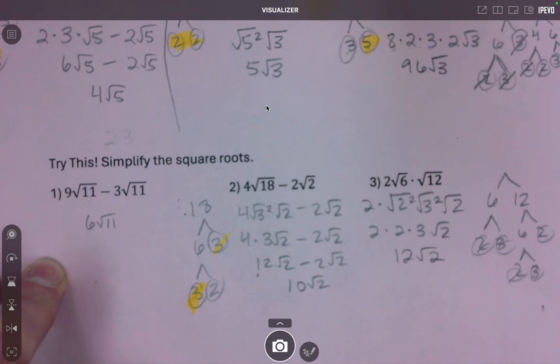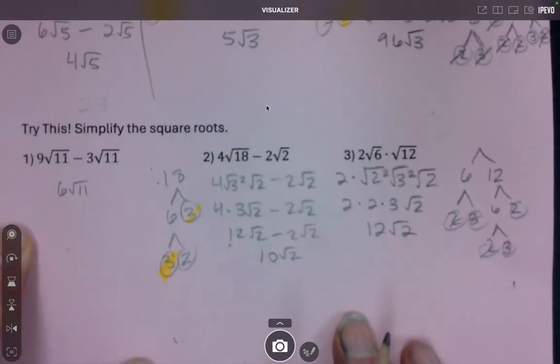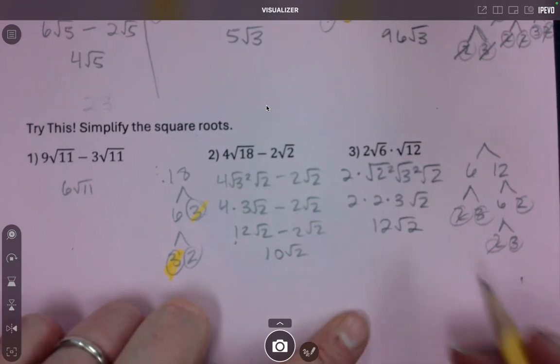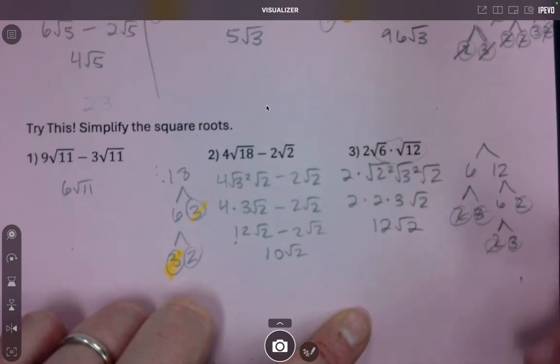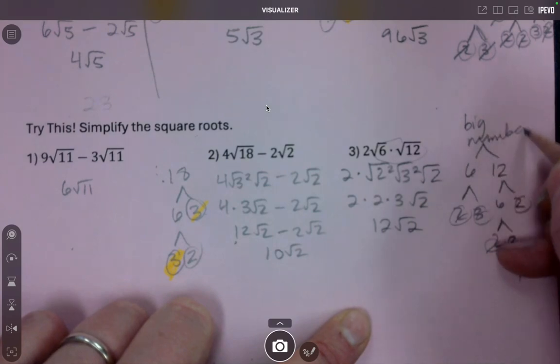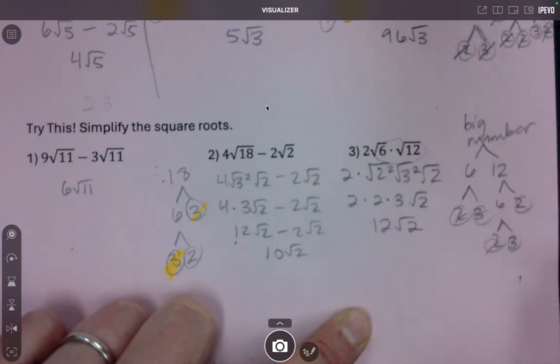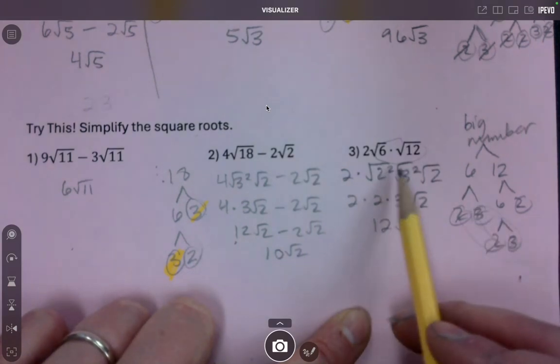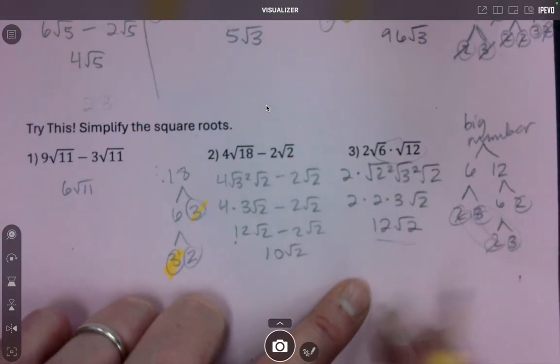Remember, we're not always going to have like radical terms. That's what we're practicing on this page, and so that's what we've given you. On this last one, I had to multiply the 6 and 12 together, so that made some kind of big number. But then I broke it back up into a 6 and a 12, and I kept going from there. I had a pair of 2's and a pair of 3's. So that's what I've got here. My final answer was 12 square roots of 2.